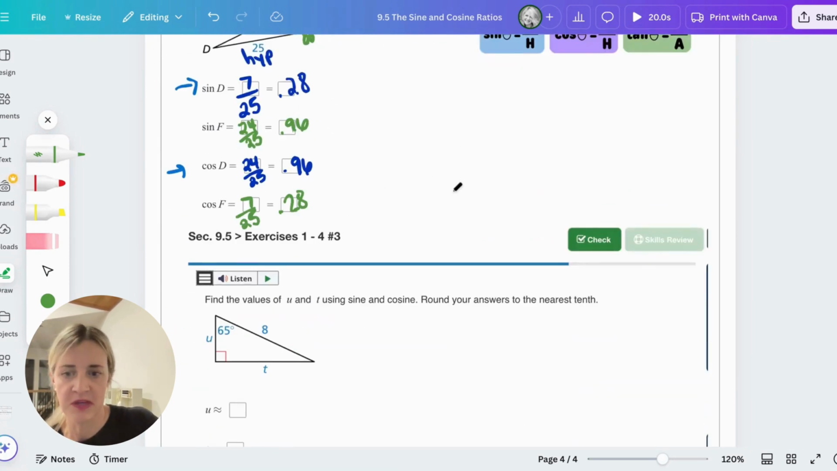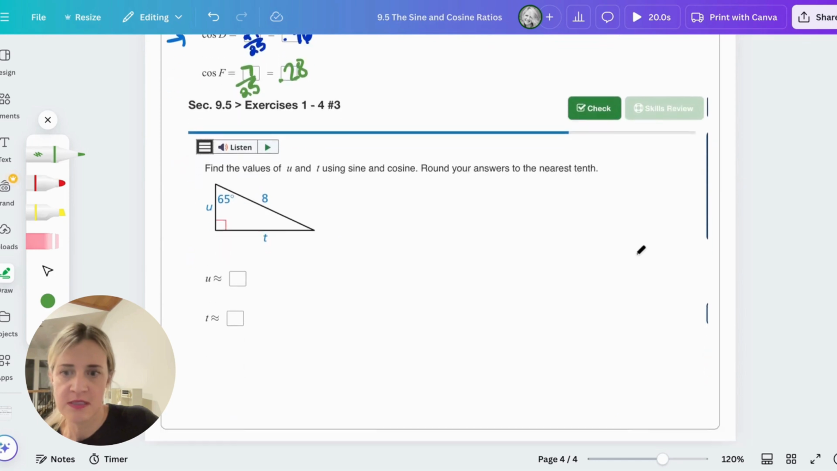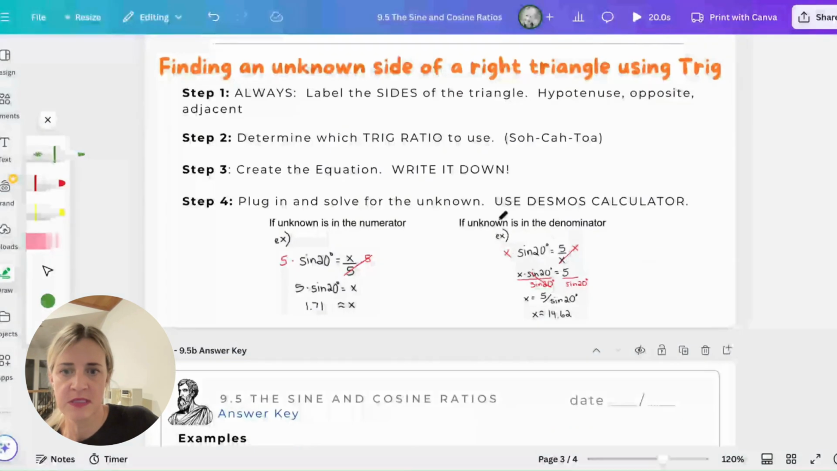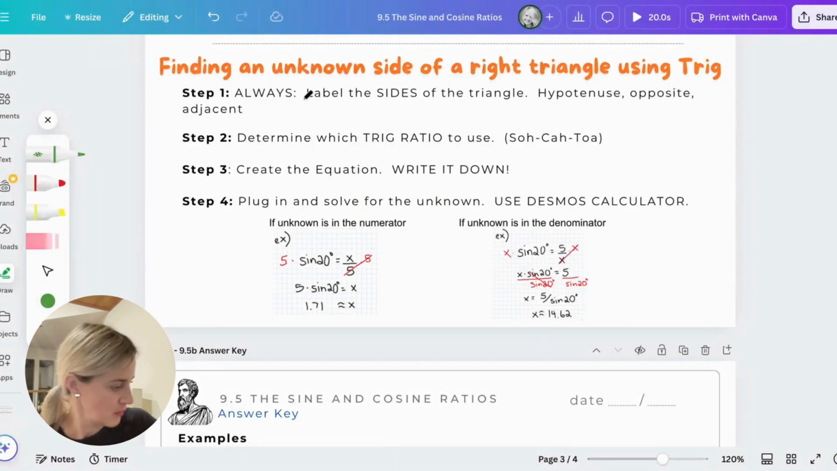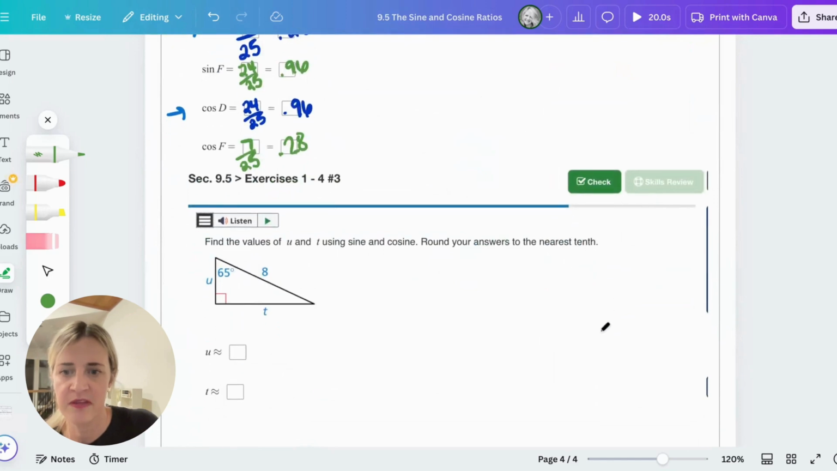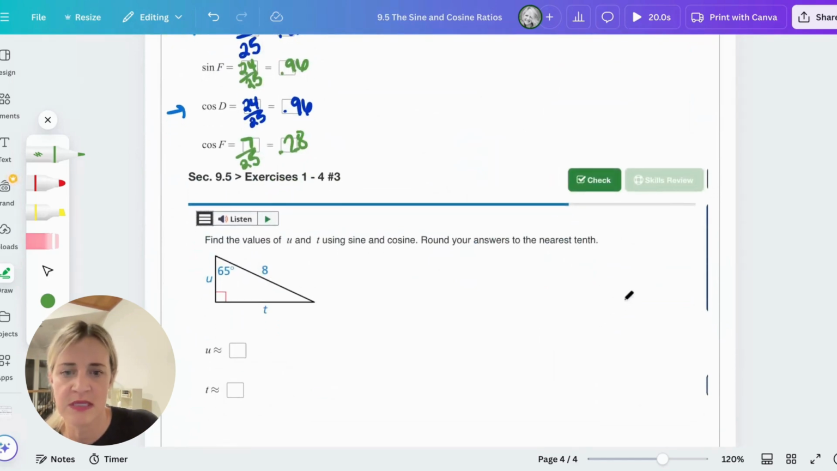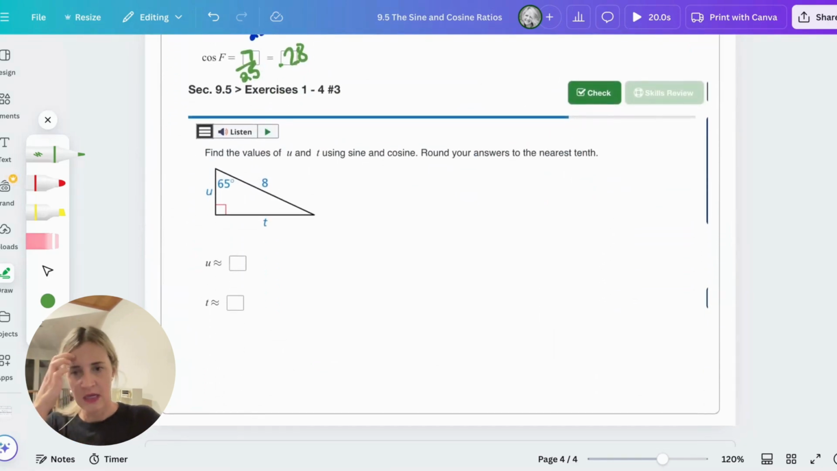We weren't doing any solving. This one we are. So we're going to go through our steps up here. So label, determine, all those things. And okay, find the values of u and t using sine and cosine. Deep breaths. We can do this, right? All right. First step, label the sides of your triangle.